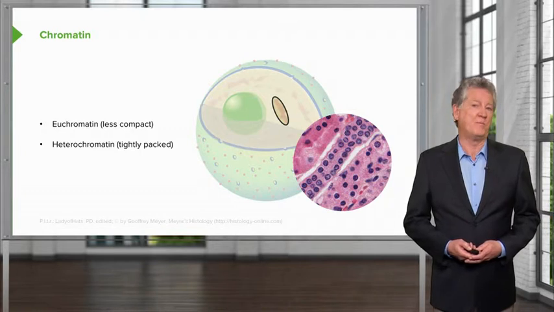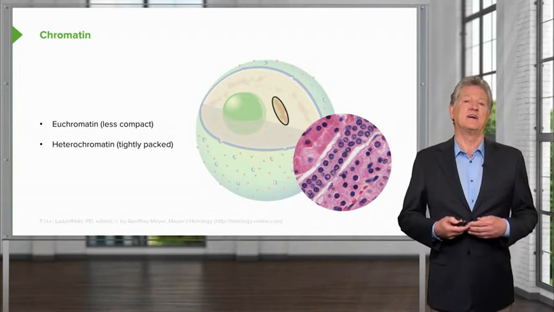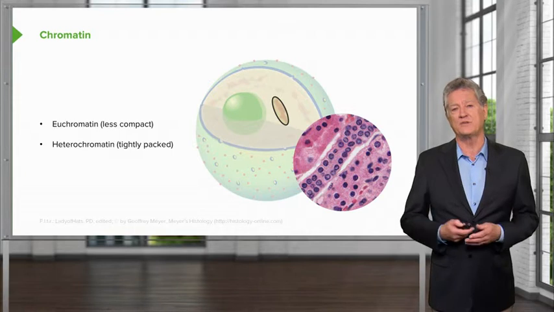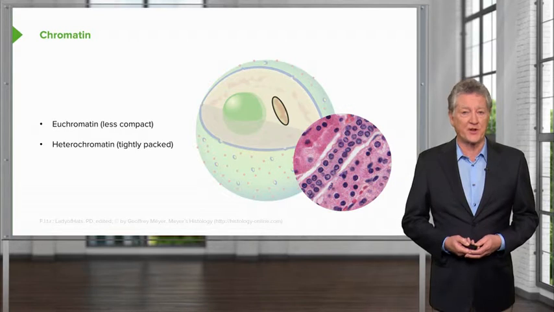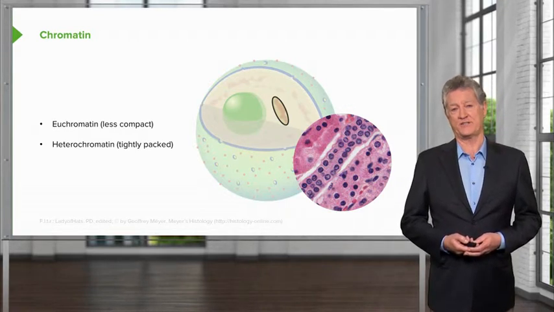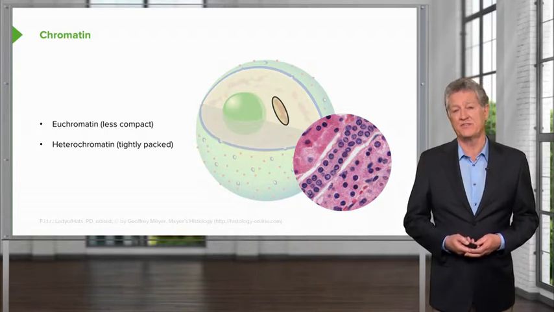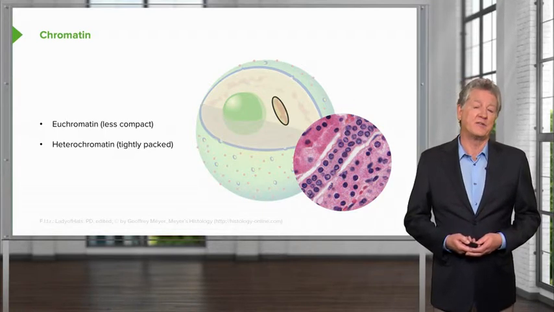Now, when it's less compact, or when there's a lot of euchromatin inside the cell nucleus, it means that the chromatin is uncompacted, the DNA is unraveled, it's uncoiled, it's more open to transcriptional enzymes, it's more active. And therefore, by looking at cells, you can sometimes depict various activities of cells, particularly in relation to their production of proteins.